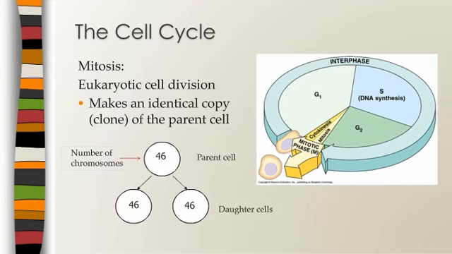Now let's move to the other side of the circle where you see mitosis bracketed by itself. You have a space to write some information about mitosis. Mitosis is the process of eukaryotic cell division, which makes an identical copy or clone of the parent cell. So at the beginning of the process, you have a parent cell with a particular number of chromosomes. In this example, that number is 46.